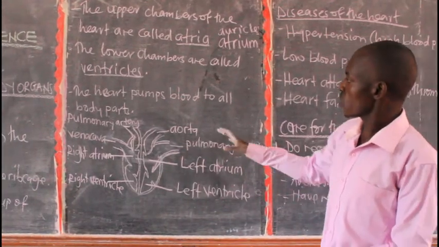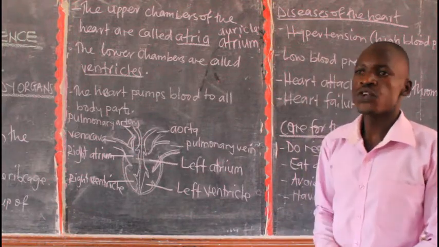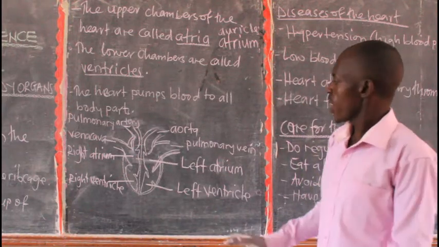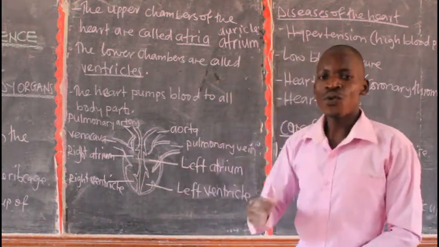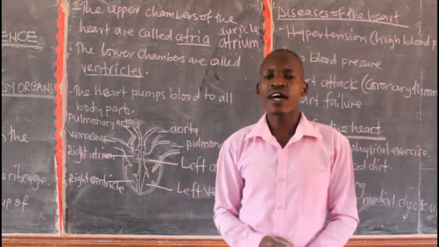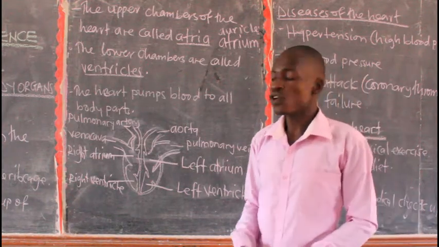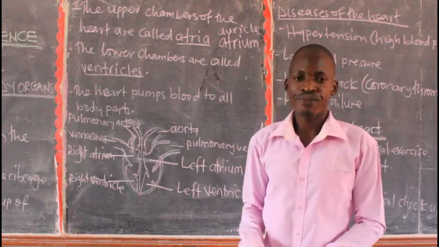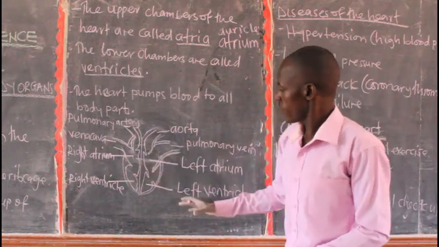The structure of the heart is divided into 2 parts. We have the left side and the right side. Your left side is the right of the heart drawn before you, and your right side is the left of the heart. So, this is our human heart.